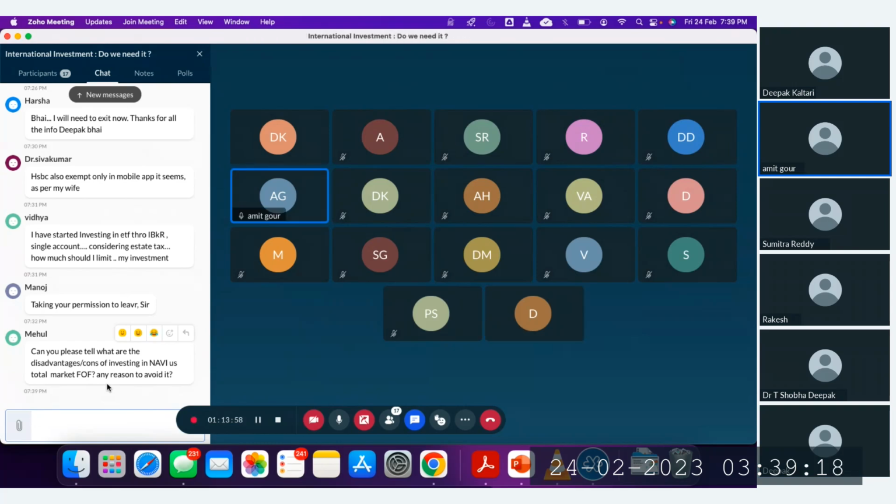ICICI is good, I suppose. After this presentation, Amit bhai, you just share with me what the ICICI charge is. I'll share the HSBC details. You can compare it with that.